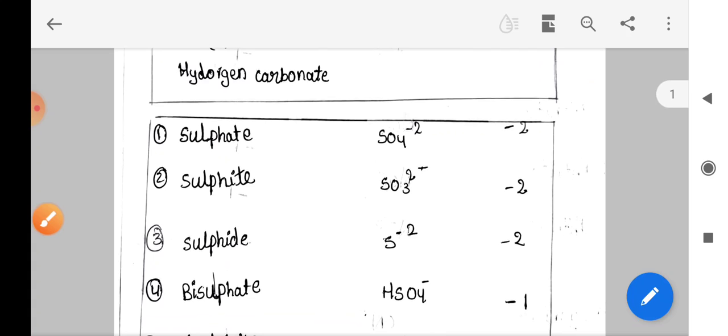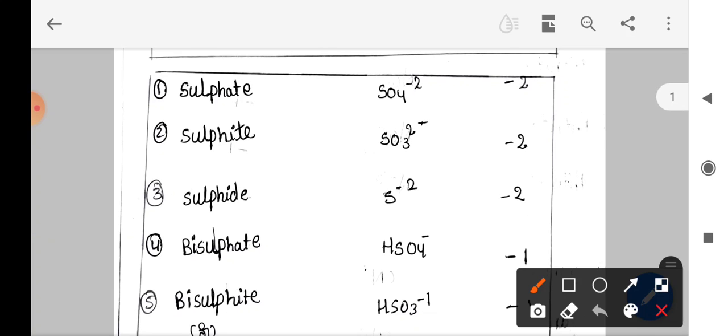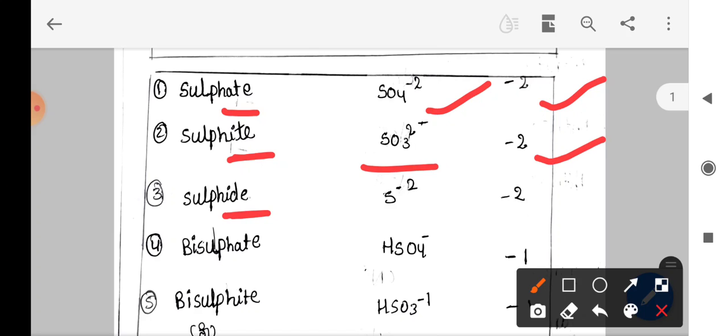Next set, the sulfate ion. Observe one thing here. Sulfate ion is SO4 2 minus, the charge is -2. Sulfite ion is SO3 2 minus, the charge is also -2. Sulfide ion is S 2 minus, the charge is also -2.